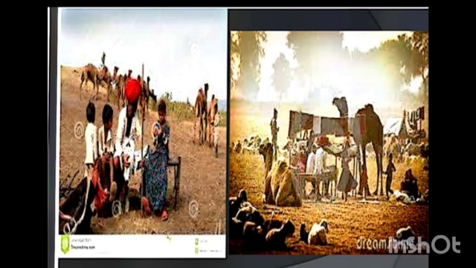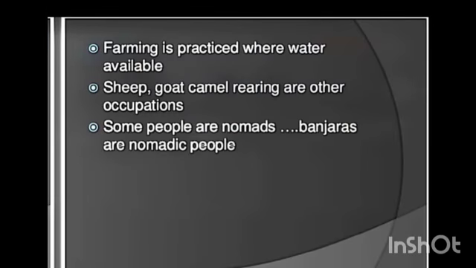Most of the people led a nomadic life here. They are also known as Banjaras or nomadic people. Sheep, goat, and camel rearing are their occupations, and those people are settled near oases. They do farming where water is available.